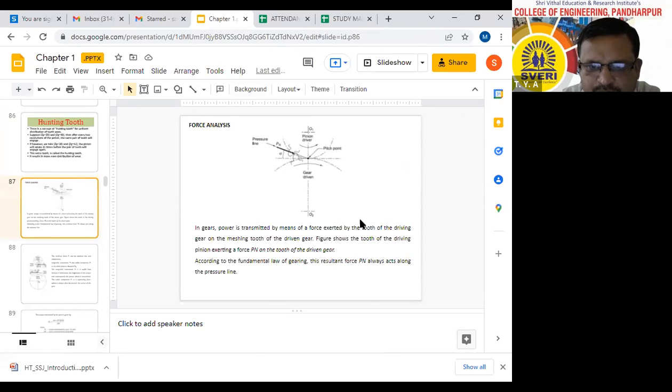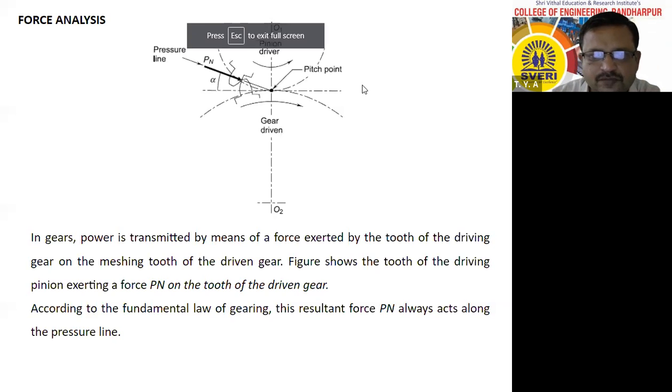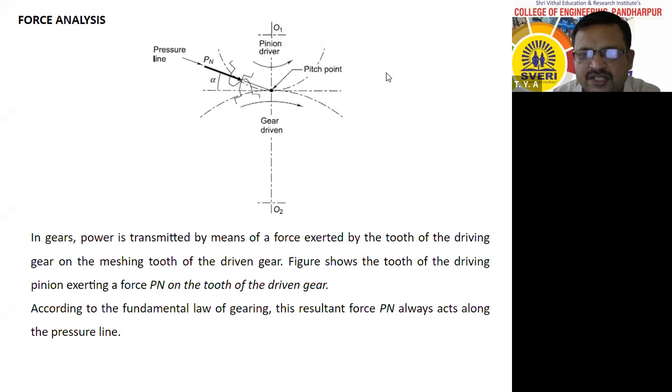Now next is force analysis. Therefore, force analysis was seen. This is the gear wheel, which is the larger gear. Gear pinion. Always remember, the pinion is smaller than the gear because the pitch circle diameter of the pinion is less than the pitch circle diameter of the gear wheel.